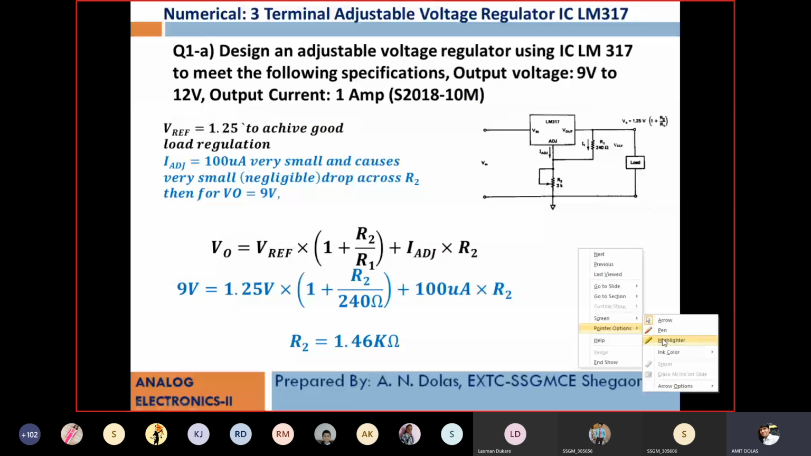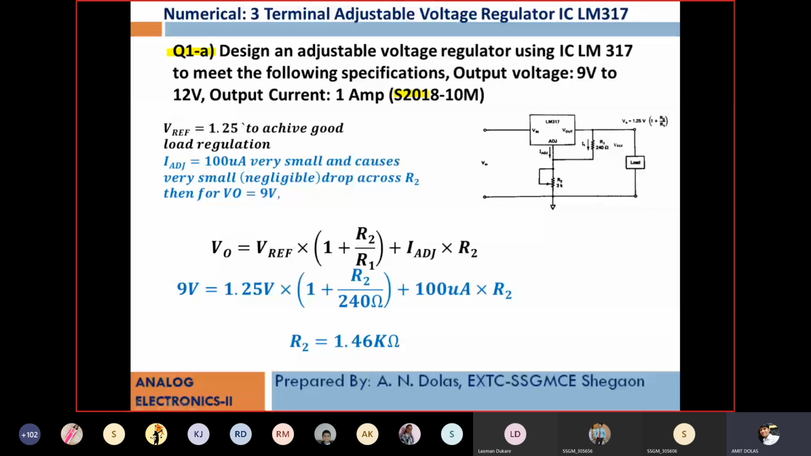Question 1A asked in summer 2018. What is the question? Design an adjustable voltage regulator using our same IC LM317 to meet the following specification. Output 9 volt to 12 volt and output current is 1 amp. You can see the paper setter has only changed this number. Initially it was 5 volt to 12 volt, it is now 9 volt to 12 volt. So almost we can say in all three papers LM317 is asked in a similar way. There is no other way to ask. The formula will never change, the diagram will never change. These are the marks that are in your hand.